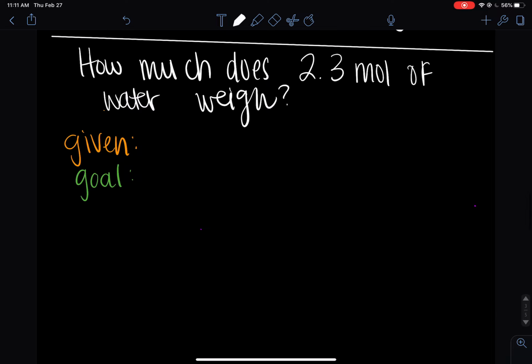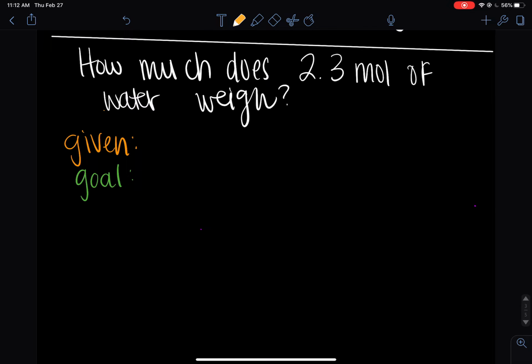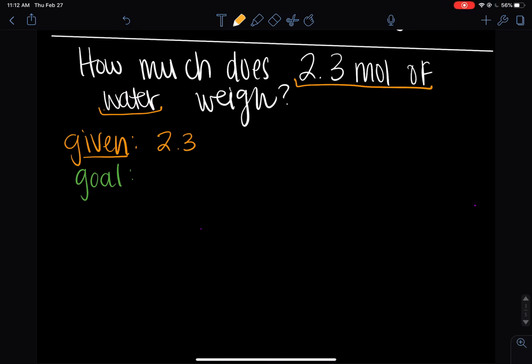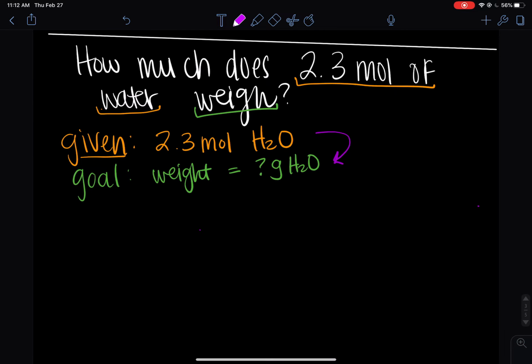So let's work this problem. How much does 2.3 moles of water weigh? The first thing of every problem is we're going to find our given. Our given is 2.3 moles H2O. And we are asked for how much it weighs. Weight is measured in grams, so we're asked for how many grams of water. We need a conversion factor to go from given to goal. We are going mole to gram, so this would be the molar mass. That's what we're going to use.